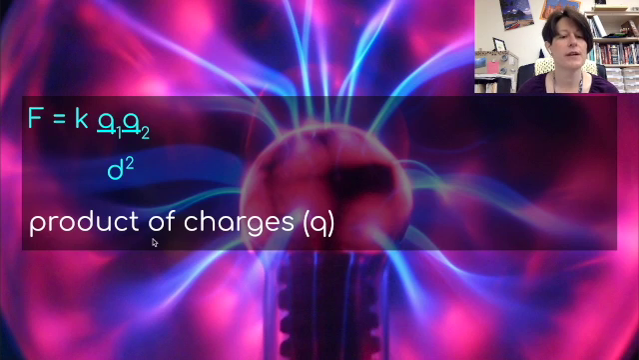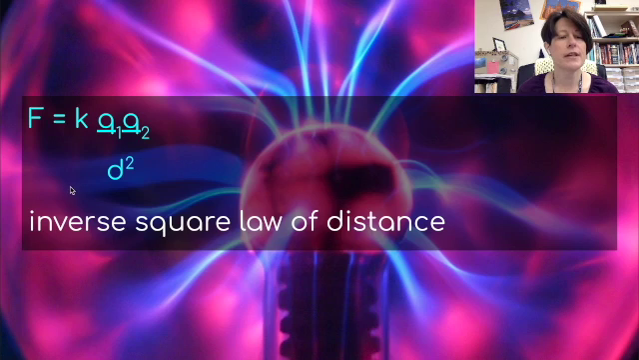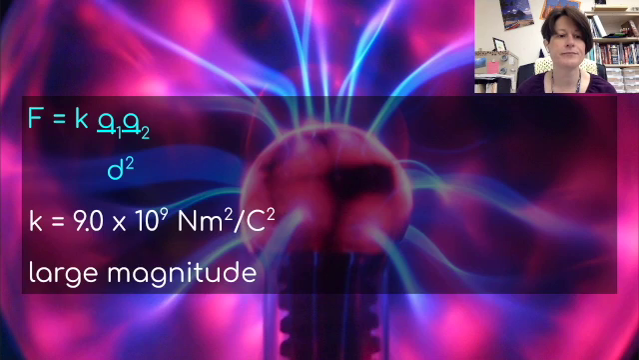So instead of being the product of masses, this is the product of charges. So the force is directly proportional to the product of the charges. Just like gravity, the force is inversely proportional to the square of the distance. So it's an inverse square law of distance, just like gravity. So the closer the objects are, the more the force that is experienced. The farther apart they are, the less the force, just like gravity.